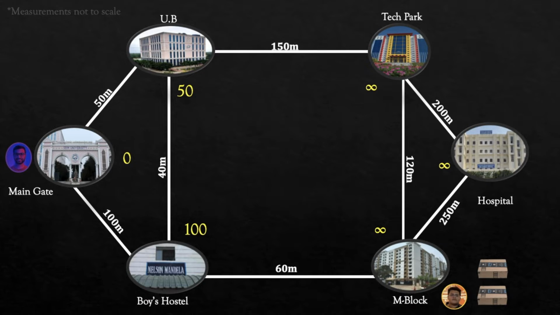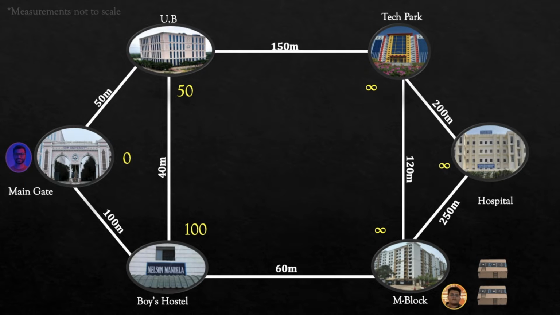Now we have to select the shortest direct path from the main gate. Out of the boys' hostel and the university building, the UB is shorter, so we select UB. After selecting this, we have to perform relaxation and see the vertices connected to UB, which are the tech park and the boys' hostel. Now we check the distance for the boys' hostel.